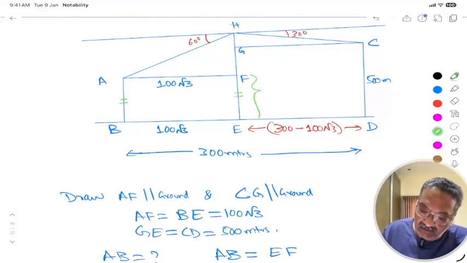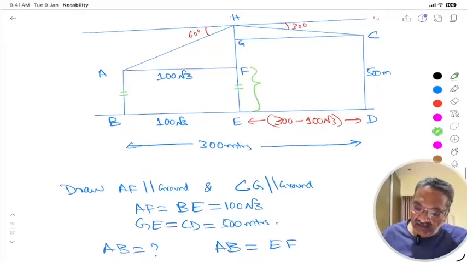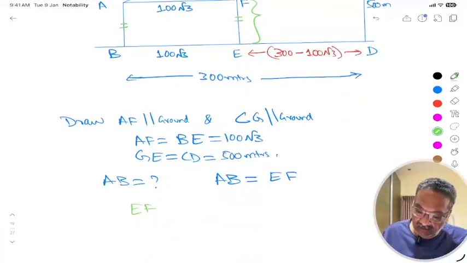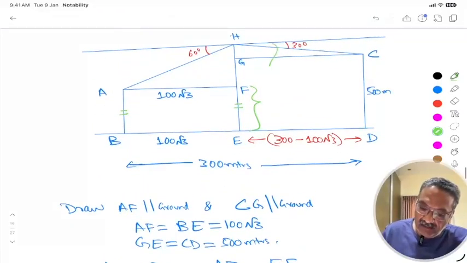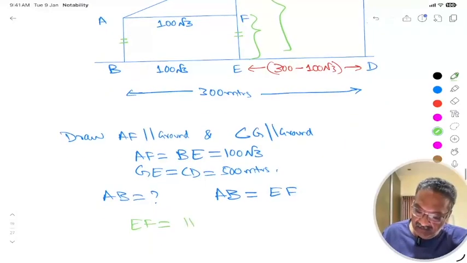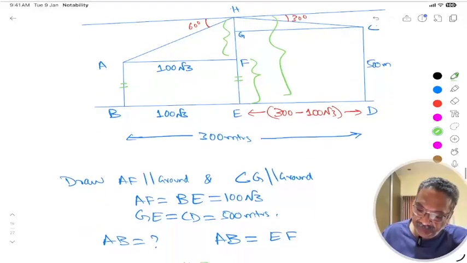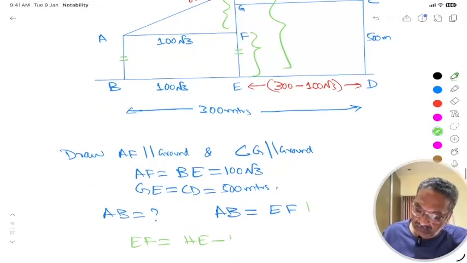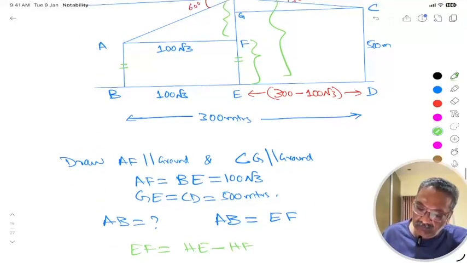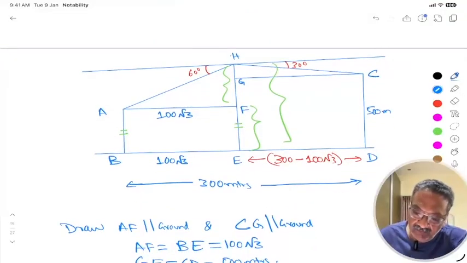So what is EF? EF is nothing but this total distance HE minus HF. But do we know this distance HF? No, we don't know, right? So what do we do?